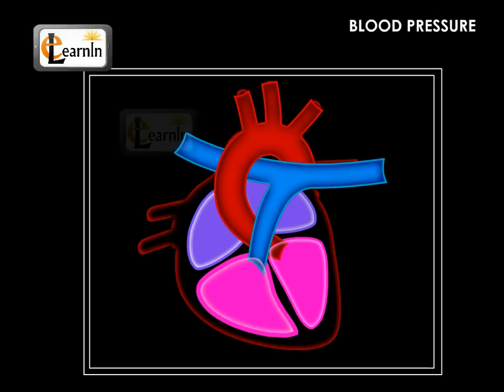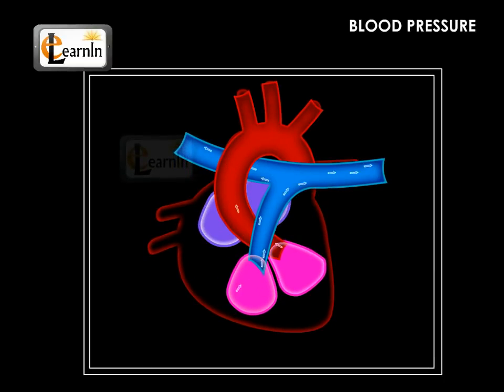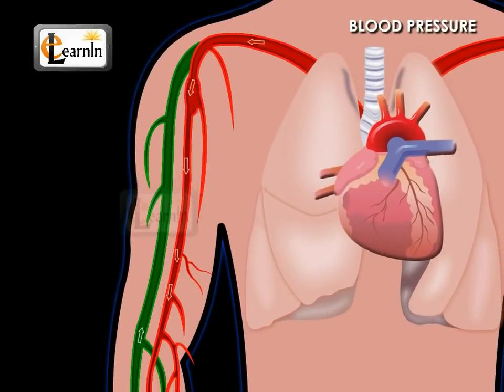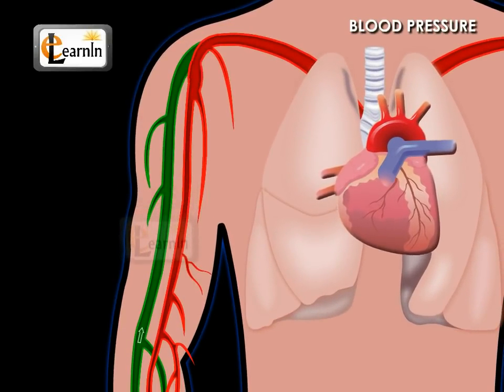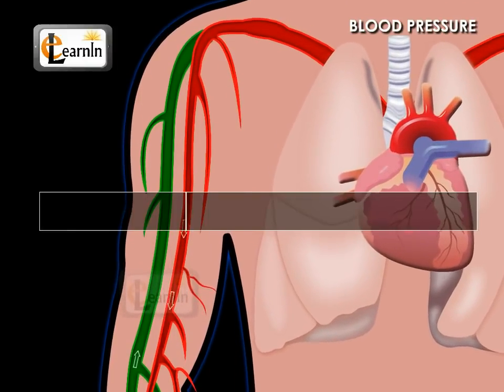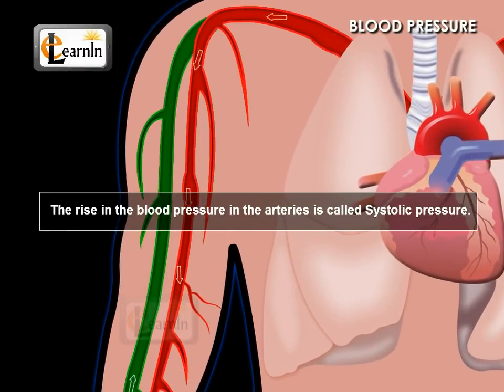During the systole, when the ventricles contract, the blood is pumped into the arteries. So the blood pressure in the arteries increases immediately after the systole. This rise in the blood pressure in the arteries is called the systolic pressure.